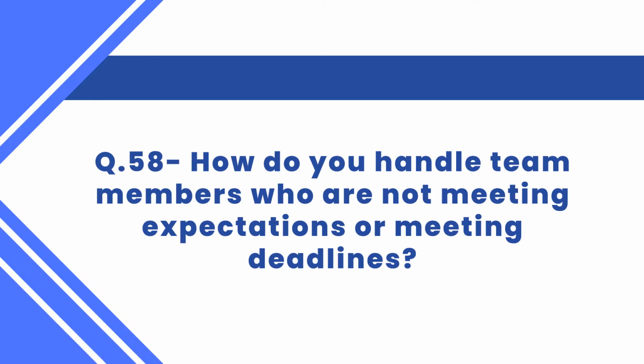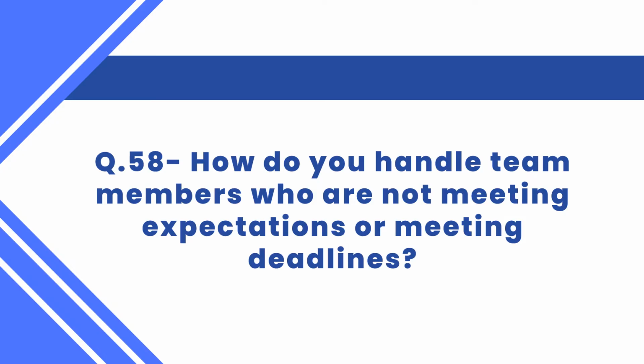When a team member is not meeting expectations or deadlines, the first step is to have a one on one conversation with them to understand the reasons behind the issue. It could be that they are facing unforeseen challenges or have a lack of resources. By understanding the underlying cause, you can work together to develop a plan to get back on track. For example, if a team member is consistently missing deadlines, you may need to adjust the project schedule or assign additional resources to help them meet their commitments.